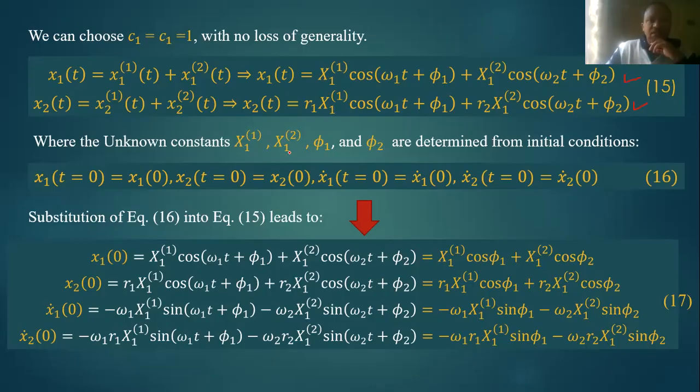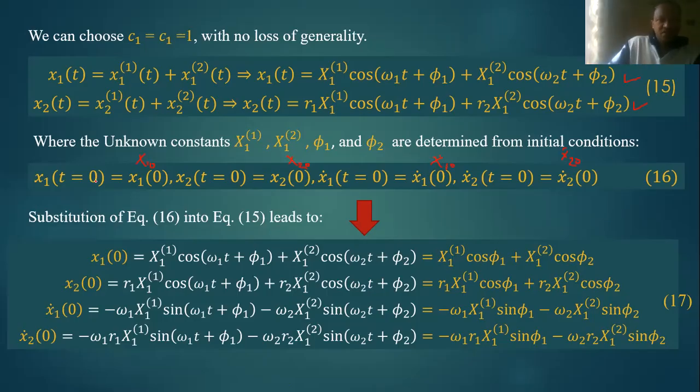So the unknowns are these 4 unknowns, which should be determined by considering some initial conditions. Just x1 naught, we can call it, and here also x2 naught. Again here, this should be x1 naught dot and x2 naught dot. So these conditions must be satisfied.